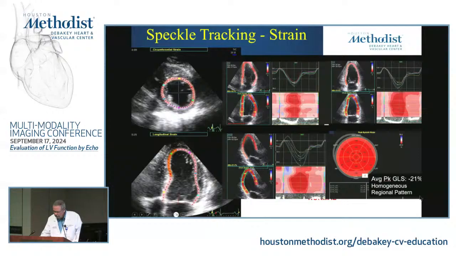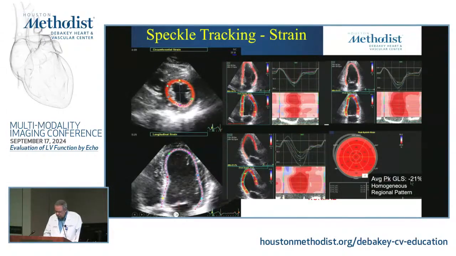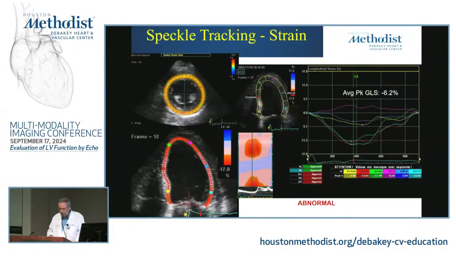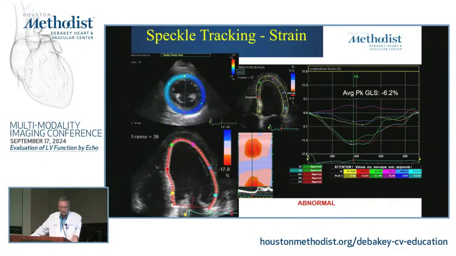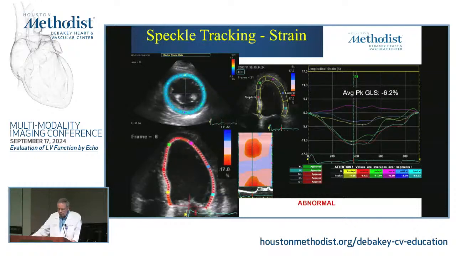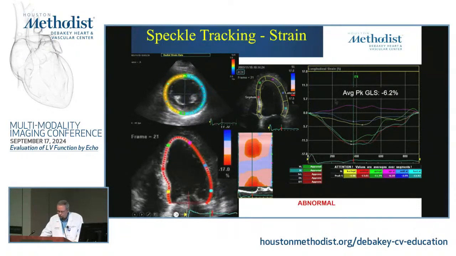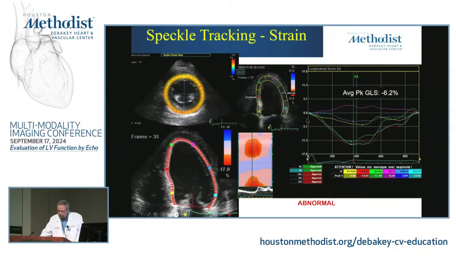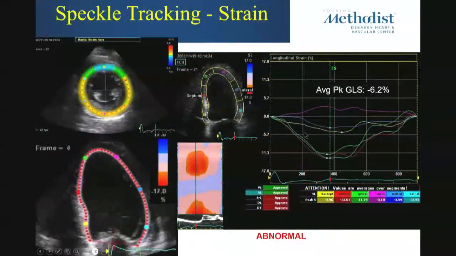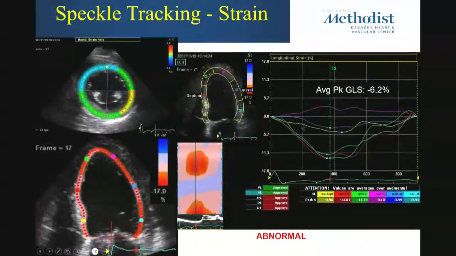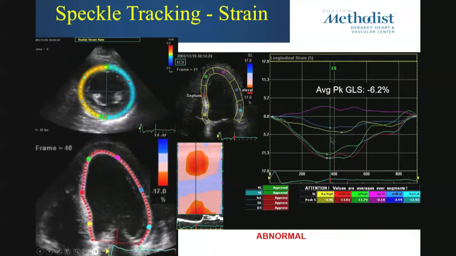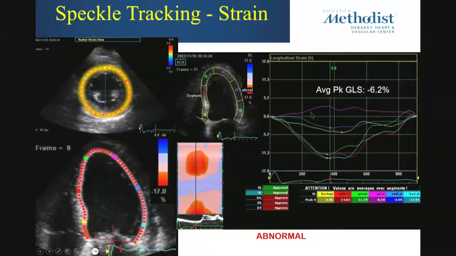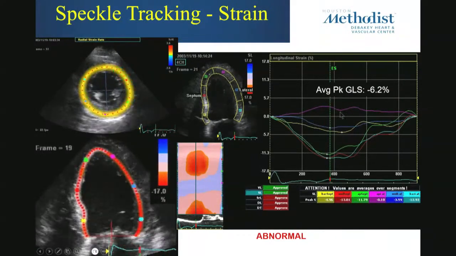There's a negative sign because it's a negative curve, and we'll get to that in a minute. So here we have a bad heart. You don't need strain. You can see the image and you know, oops, that heart is not good. But it's interesting, when the strain is done, the GLS is done, notice in this particular 4-chamber view that most of them are still negative, except the peak values vary, but even one segment was positive, meaning that it was actually dyskinetic.